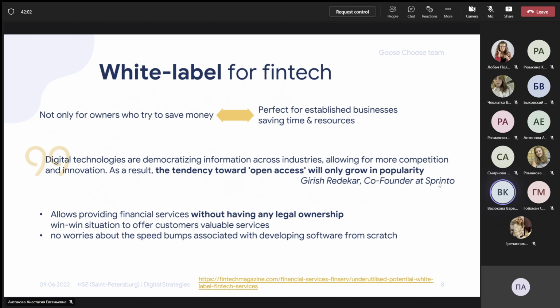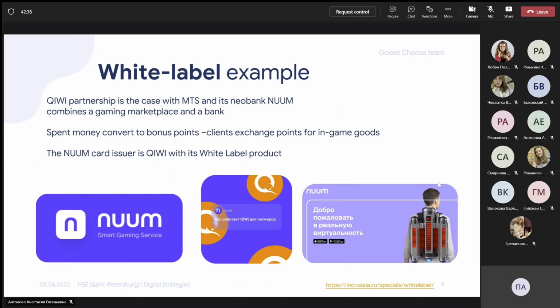For one thing, it means white label fintech services are not only for small business owners looking to save money on starting a new company, but they are also perfect for established businesses looking for an edge over the competition while saving time and resources. In a sense, a white label fintech service can be thought of as a partnership between a company and a financial institution. They share responsibility for providing financial services without having any legal ownership of each other's assets or liabilities.